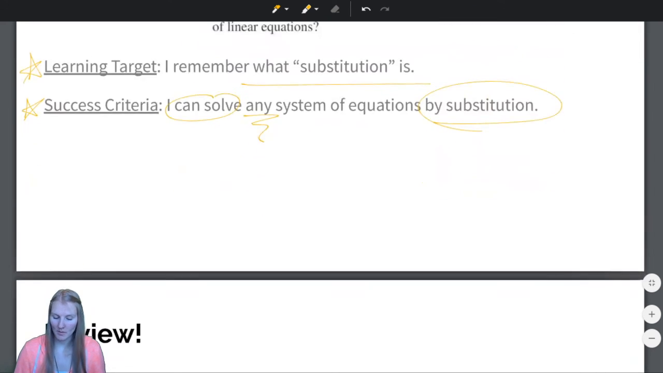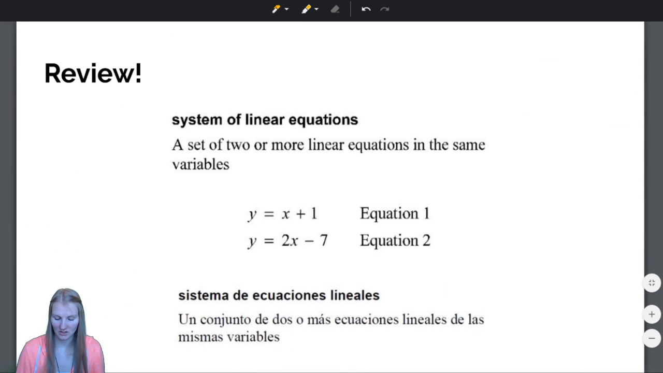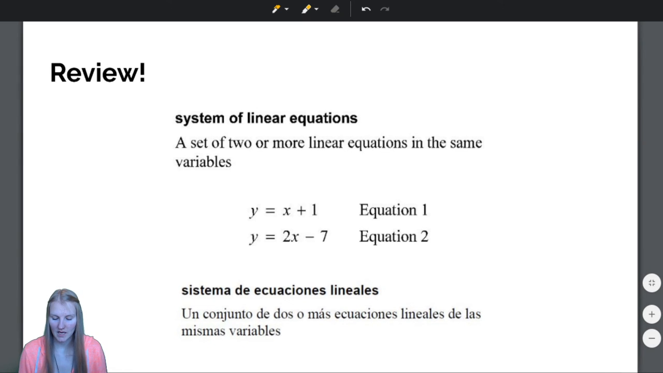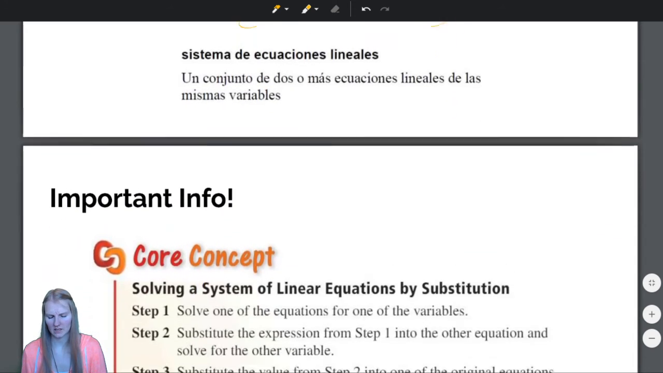So, let me remind you what a system of linear equations is. It's a set of 2 or more, but remember, we're not going to do that in this class. It's a set of 2 linear equations in the same variables, so they both have x and y. And yeah, we have 1 equation, 2 equations. Now, how did we solve these?